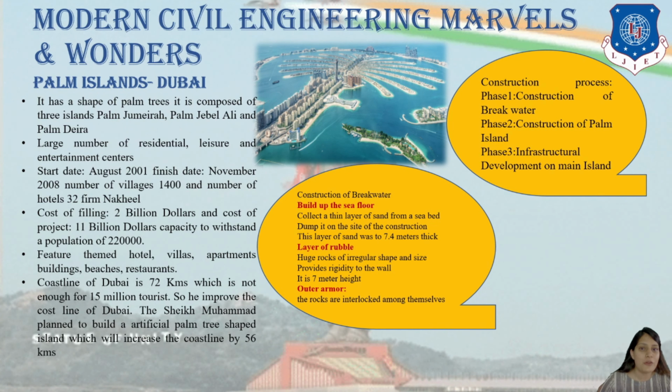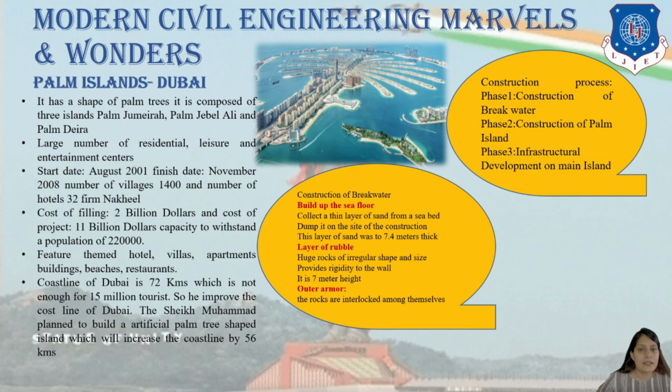Now let's discuss the major modern civil engineering marvels which are very famous, and I think all of you know these. The first modern one is the Palm Island in Dubai, which was constructed in an artificial way. We have constructed the whole thing artificially. Now we have to think about how this palm shape was given to this construction. When you see the top view, you can see a palm tree being shown, right?